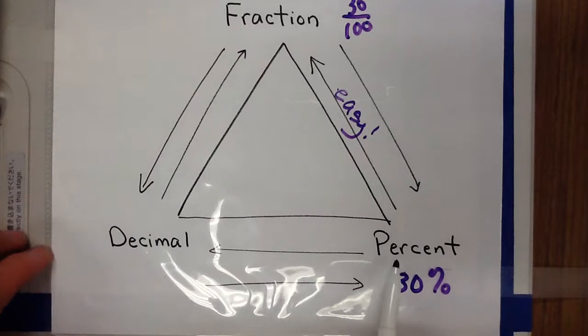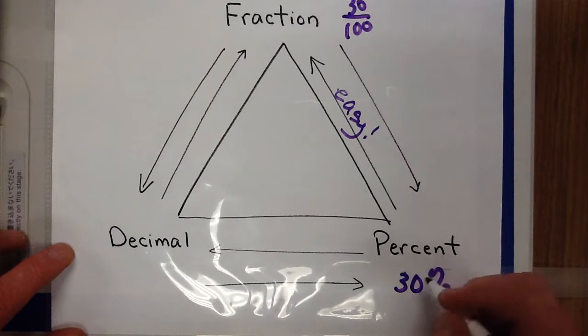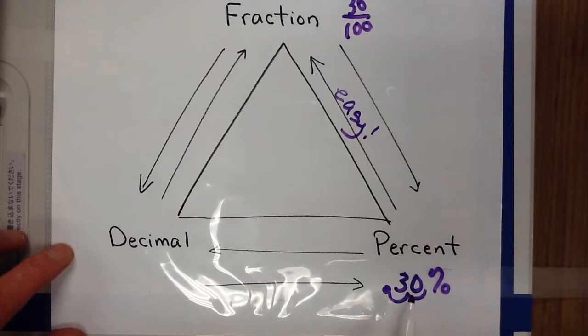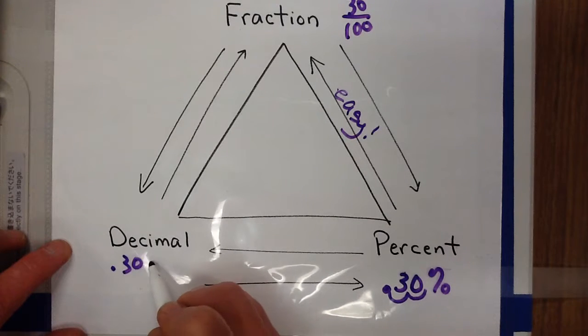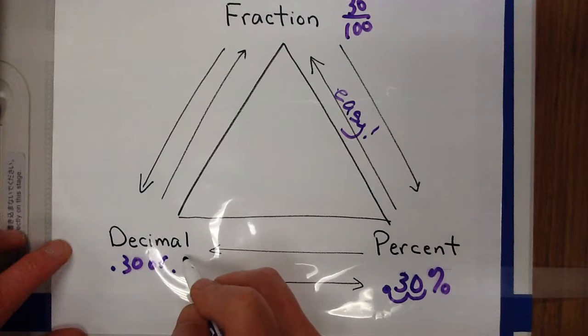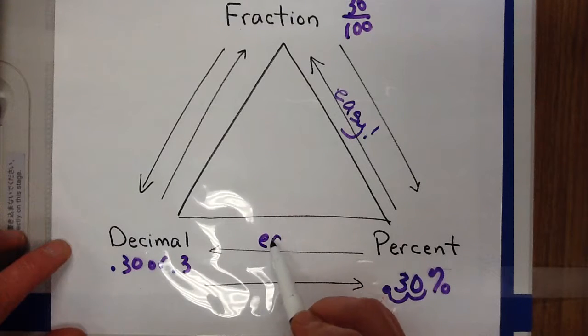We've looked at changing a percent to a decimal number. That just involves moving the decimal point very carefully over 2 places to the left. So we can rewrite 30% as 0.30, or dropping this unnecessary 0 at the end, 0.3. This is an easy move.